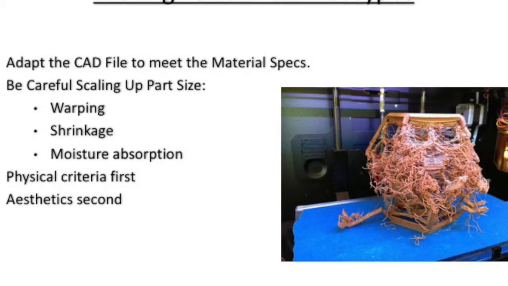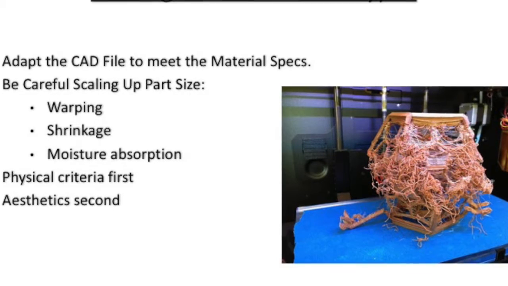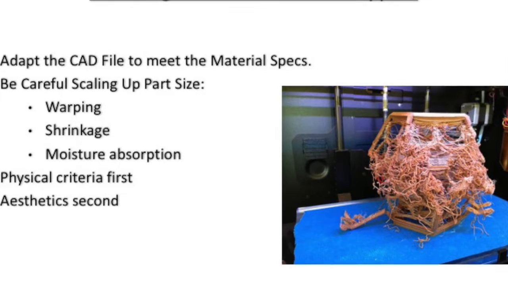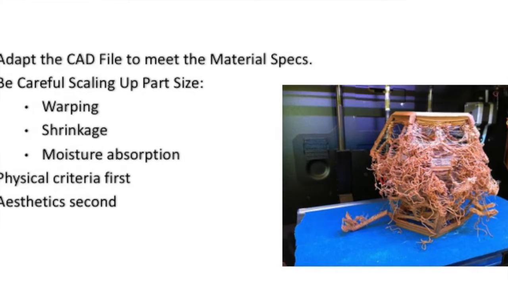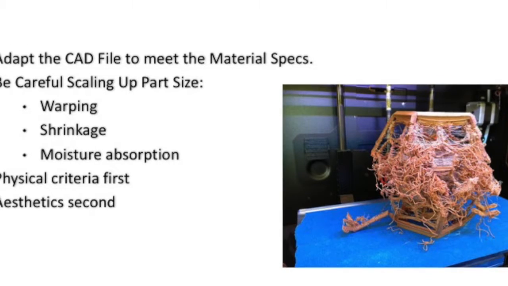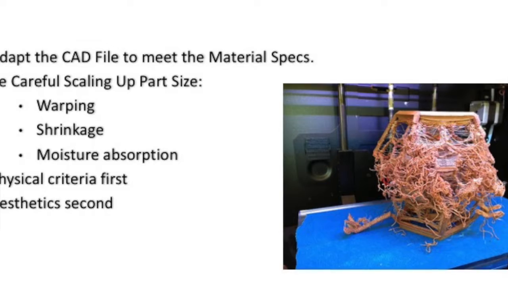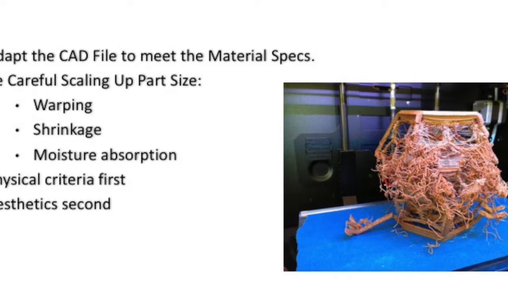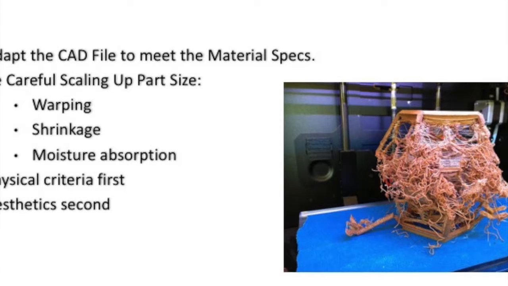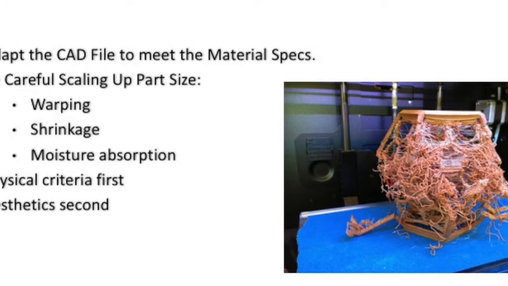There could be issues with warping, shrinkage, and moisture absorption depending on what type of filament or plastic you are using. Keep in mind that there is a physical component to this first, which means we have to make sure that the temperatures and things like that are appropriate, and then the aesthetics come second. Recall, if we put garbage in, we can get garbage out. So we need to always triple, double check what we're working with prior to actually starting the print.